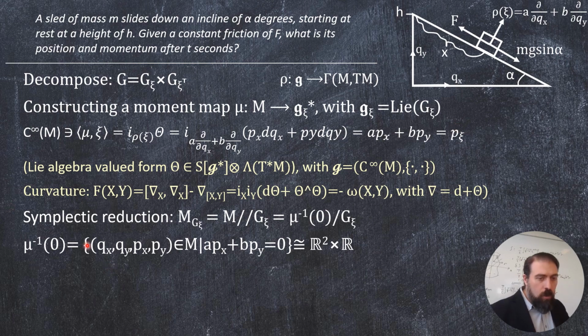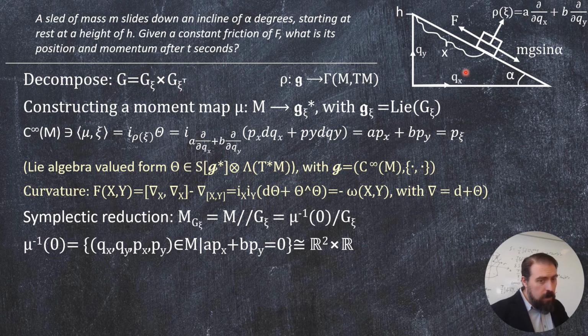So all points qx, qy, px, py on the manifold such that this scalar product here gives us 0. Now, this is clearly just a line in momentum space, so I can trade out my R2 for an R, because I've lost a degree of freedom, quite simply. And that's the degree of freedom in this perpendicular direction here, but in the momentum space, not in the positional space. Nothing happens to the position space.